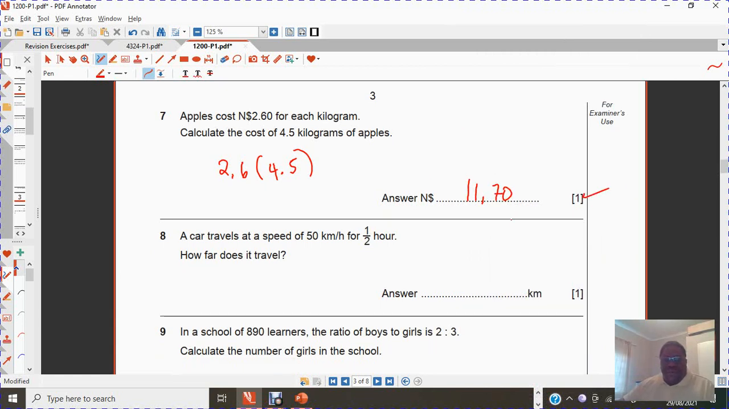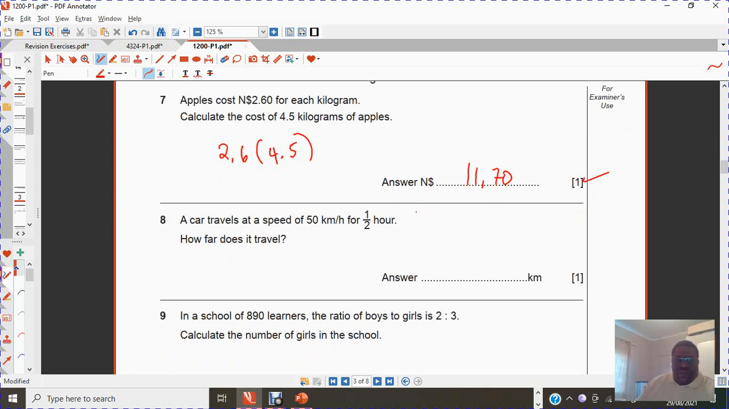A car travels. Here's the thing about this. You have the speed, you have the time. In order to find how far, that's the distance, you must take the speed and multiply by the time. The speed is 50 kilometers per hour. You multiply that with half an hour. So basically the answer should be 25 kilometers, because 50 times a half is 25.